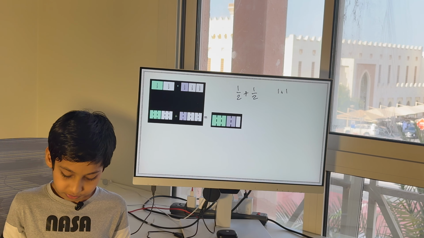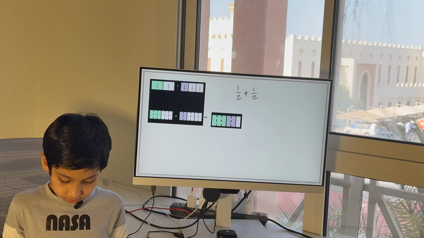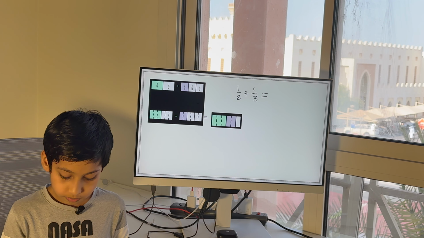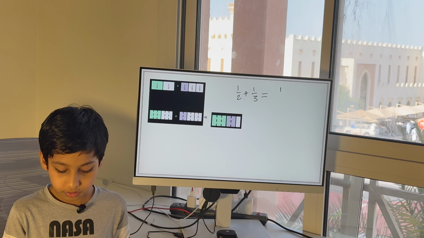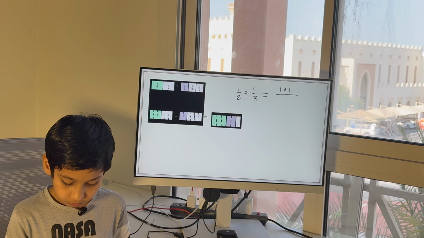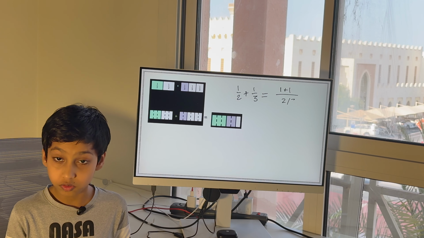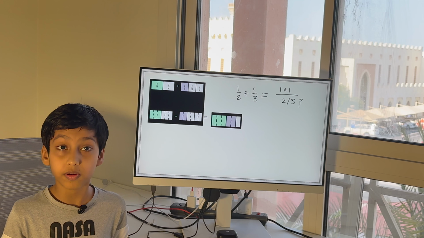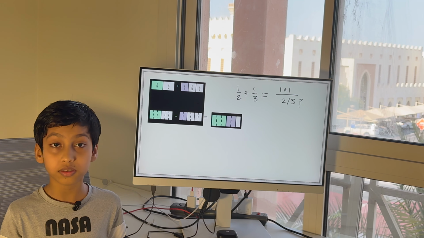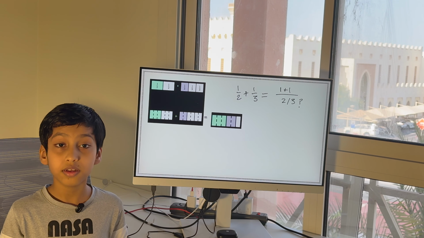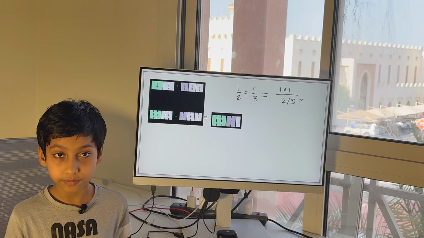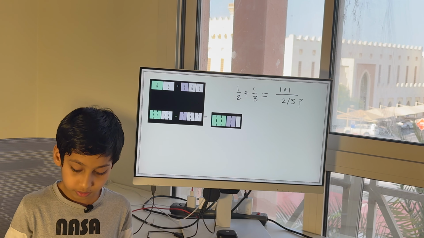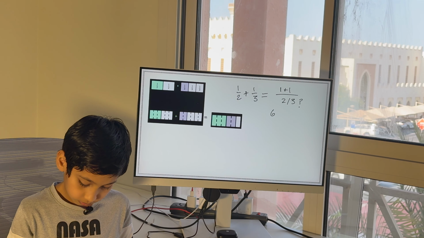But now we have different denominators. We have 1 over 2 and 1 over 3. So you might be confused about which one of these we should pick. Should we pick 2 or should we pick 3? That question might be in your mind, and the answer is we're not going to pick 2 and we're also not going to pick 3. The number which we are going to pick is going to be 6.